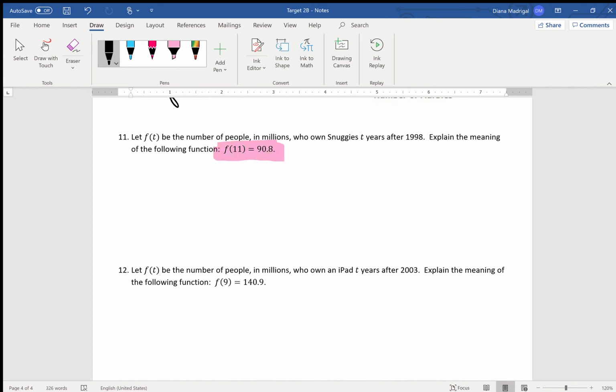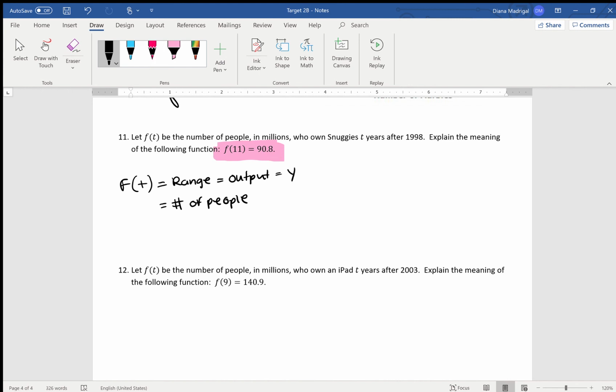Okay, well, let's understand what each variable means first of all, okay? Remember, f of t, just because it has the letter t doesn't change anything. It means the same thing. F of t means the range, the output, which means the y. F of t is saying the number of people. This is saying the number of people over time.